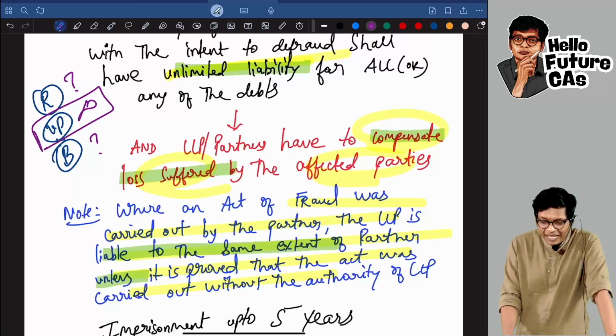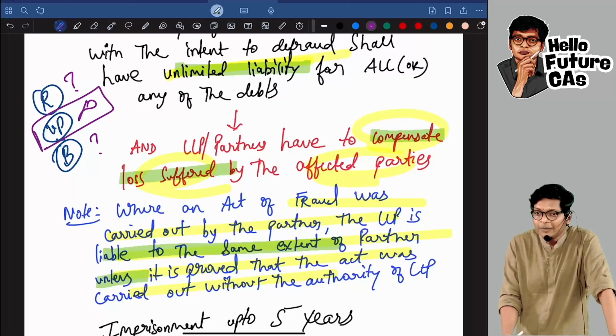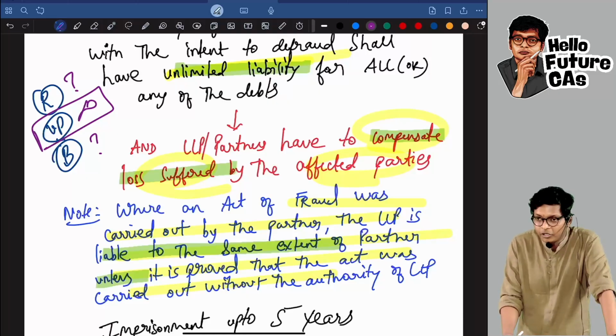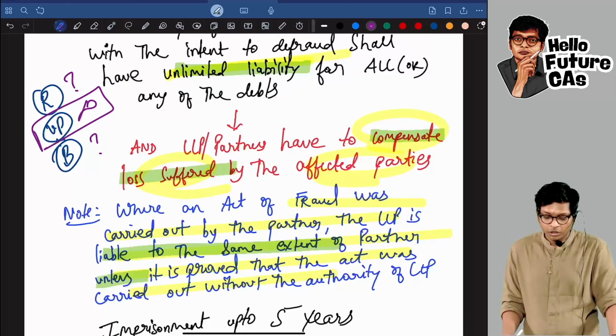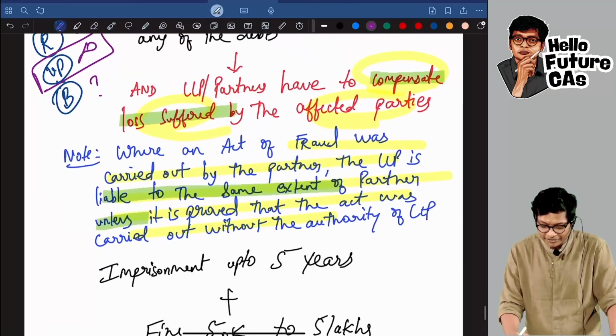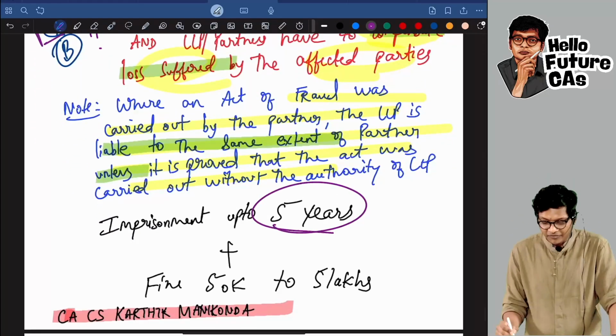Now, fraud happened, but what happened, we don't know. We are not able to ascertain the exact loss. Something happened, people have lost money, but we don't know how. And imprisonment is up to how many years, guys? 5 years, you can enjoy.